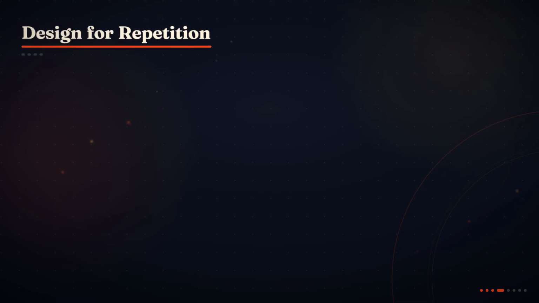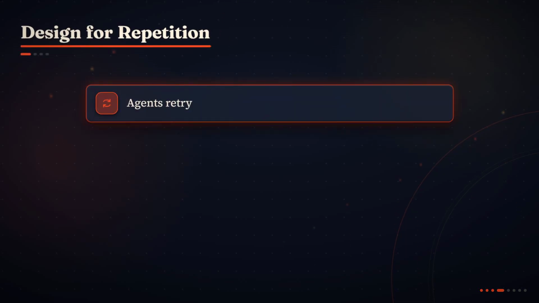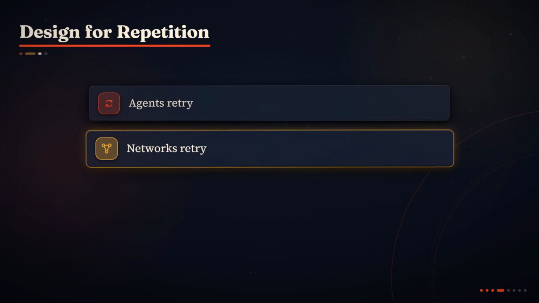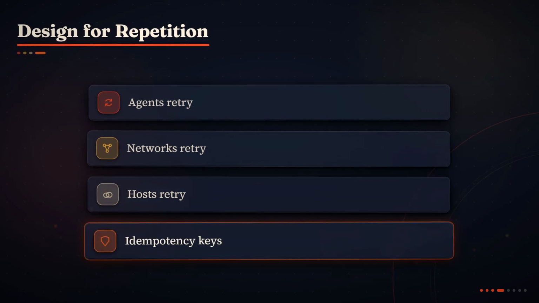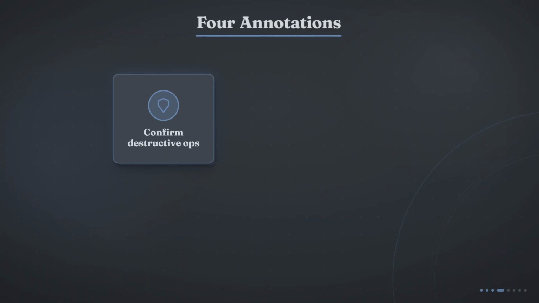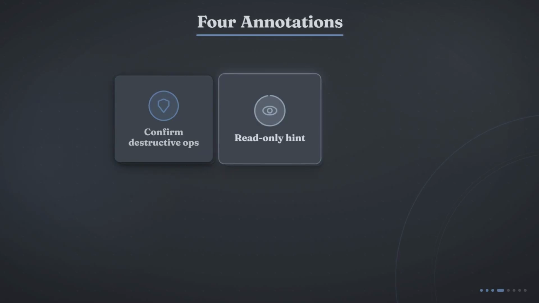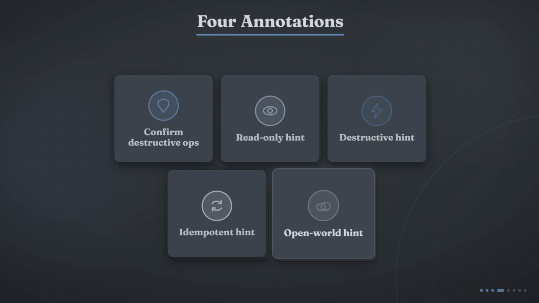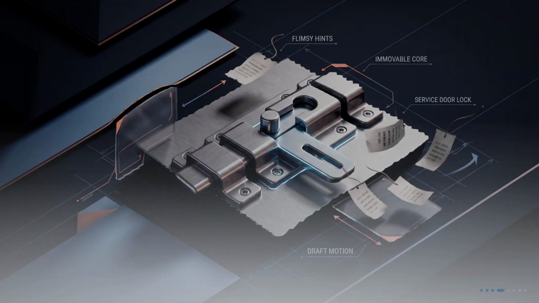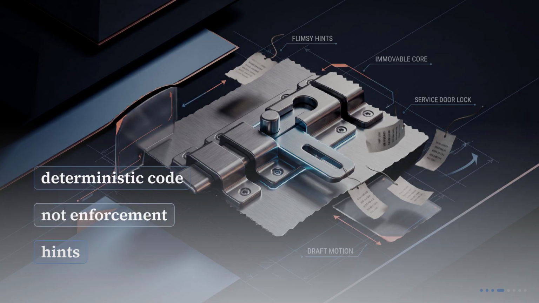And design for repetition, because agents retry, networks retry, and hosts retry after uncertainty. Give additive operations idempotency keys. Make destructive operations explicit and confirmation-friendly. Label every tool with its 4 annotations: read-only hint, destructive hint, idempotent hint, open world hint. But hear the specification clearly. Annotations are hints, not security enforcement. Authorization lives in deterministic code.